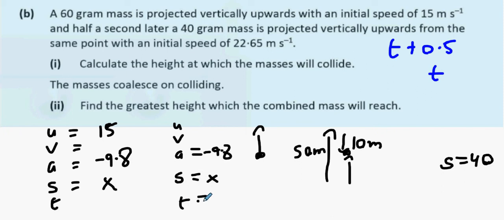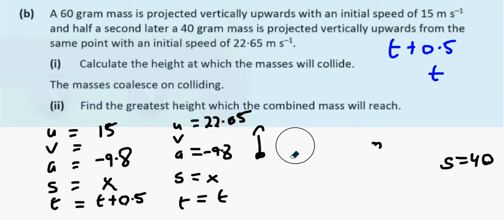Now, how to relate the T variables to each other. One of them's up a half a second longer than the other one. So you make the smaller one T and the larger one T plus 0.5. And then the other one is sent up with 22.65. And the V's are irrelevant. Now, the X values are the same.